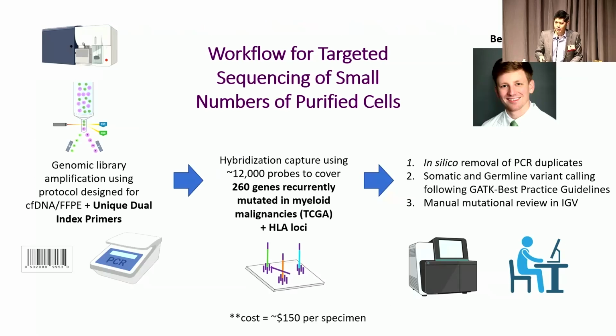To overcome this, we didn't invent any new technology, but simply adopted technologies previously designed to look at cell-free DNA and FFPE samples. The key feature of these workflows is they incorporate unique dual-index primers, or UMIs. In principle, they're pretty much the same, DNA barcodes. And we merged these with a hybridization capture panel encompassing 260 myeloid genes. We also included all HLA loci so we could estimate the donor versus host composition of different cell populations. On the right is our bioinformatic pipeline and a really talented MSTP student who did all this work, Ben Kroger.